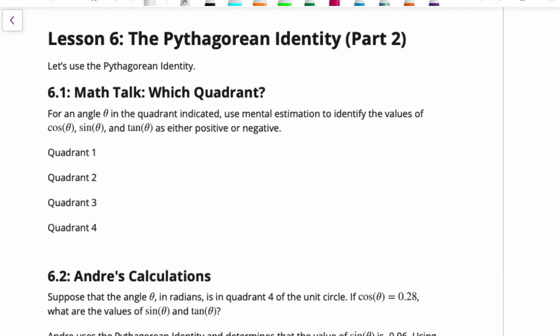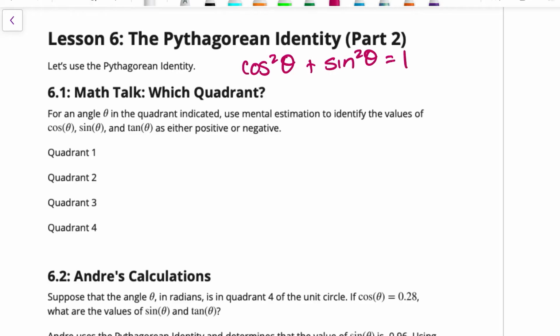All right, Unit 6, Lesson 6, the second part of Pythagorean identity. And remember that the Pythagorean identity is sine squared theta plus cosine squared theta. Actually, I'm going to rewrite that as cosine squared first, because normally we write our x value first, like when we're writing a coordinate pair. But again, it doesn't really matter which way you write it. So cosine squared plus sine squared equals 1. That is our Pythagorean identity.